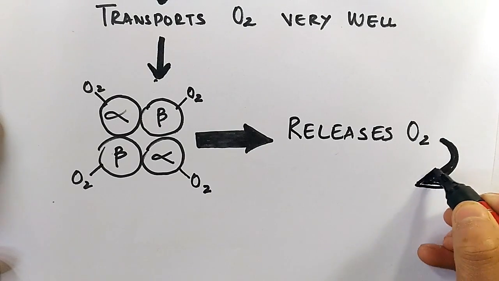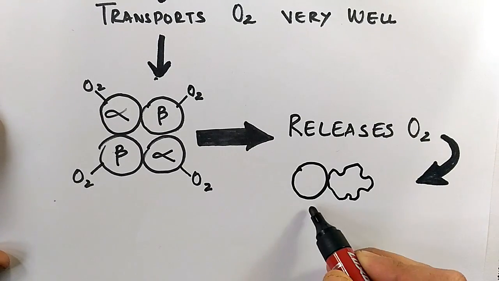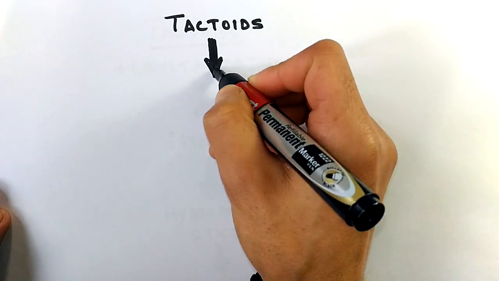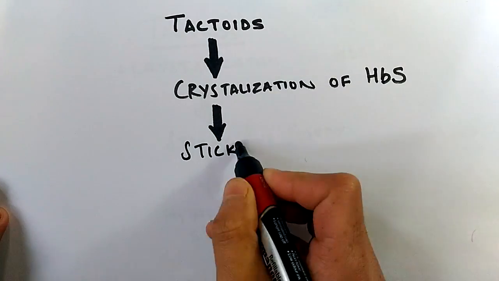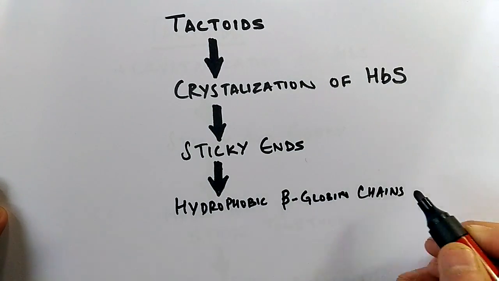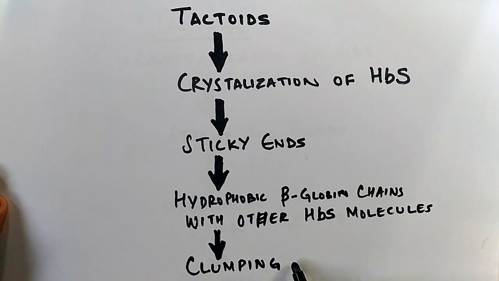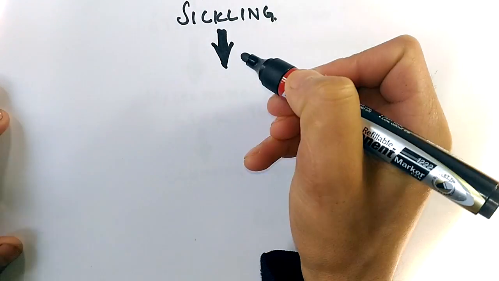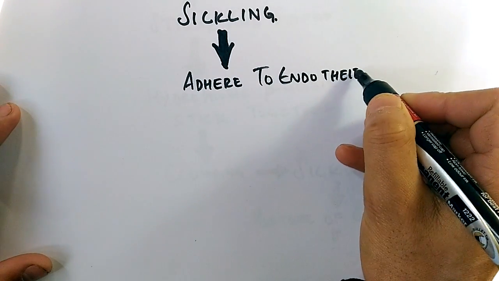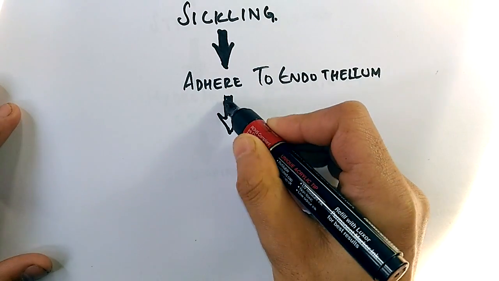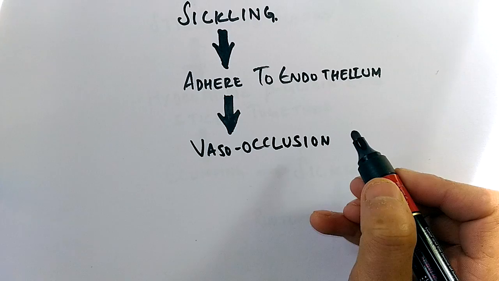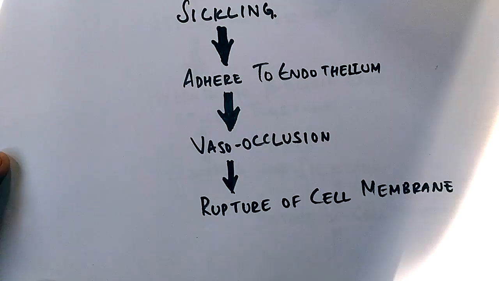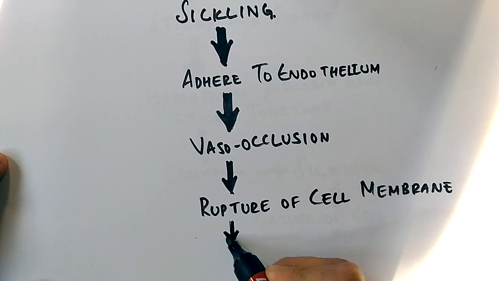this hemoglobin gets deformed into a crystalline structure, and this crystalline structure is called a tactoid. And then these tactoids form sticky ends, and with the help of hydrophobic ends of the beta globin chain, they interact with each other and clump, and this formation of clumping is called sickling. After the process of sickling, these defective cells adhere to the endothelium of the blood vessel, where they cause vaso-occlusion, and after that there is a rupture of the cell membrane, and this causes the total anemia. That's why we call it sickle cell anemia.